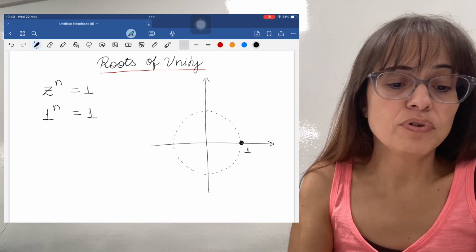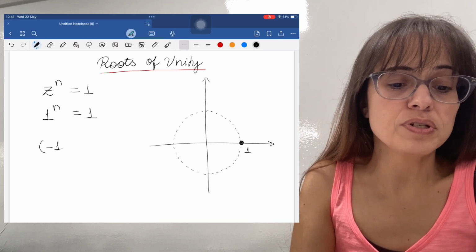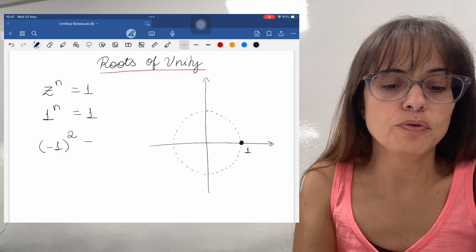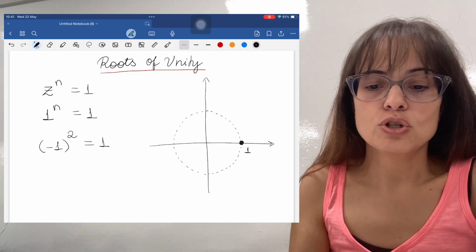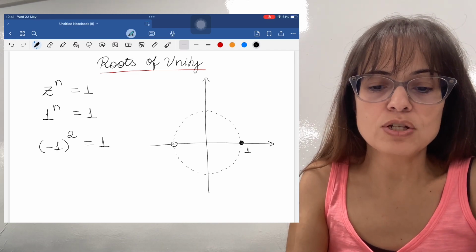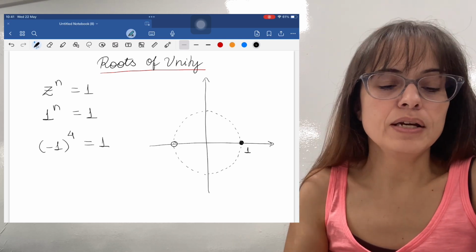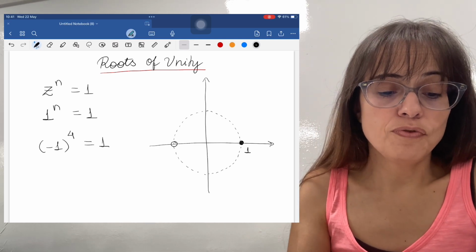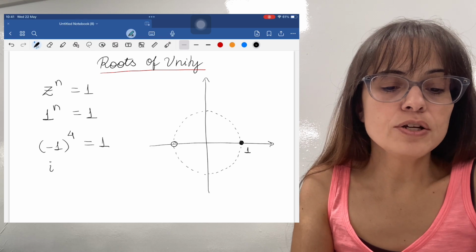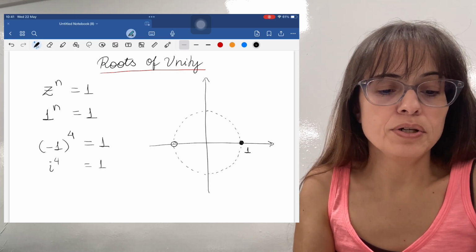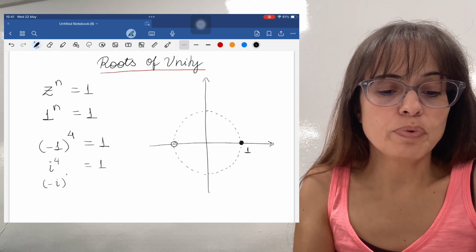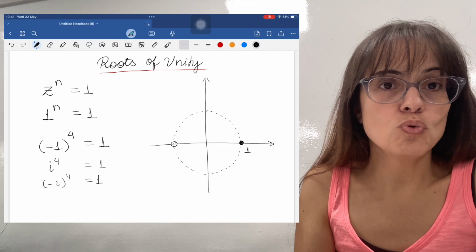But for example, if n is 2, you already know that there is another one, because negative 1 to the power of 2 is also equal to 1. So for n equals 2, you would have this one as another root of unity. 4 as well, in fact, any even number. But when you do 4, you also have i to the power of 4 is 1, and negative i to the power of 4 is also 1.